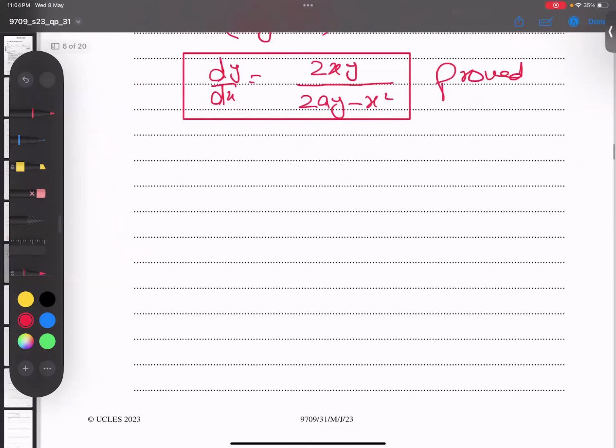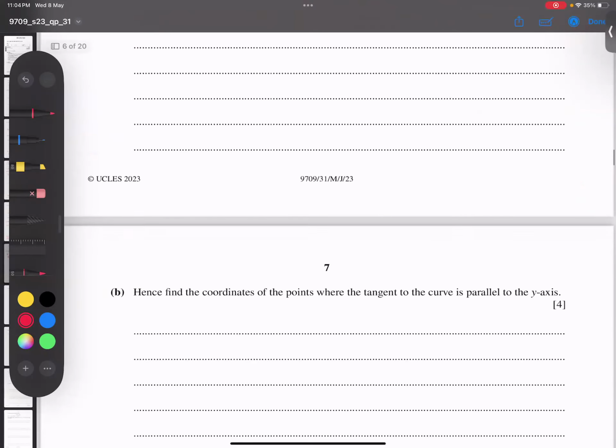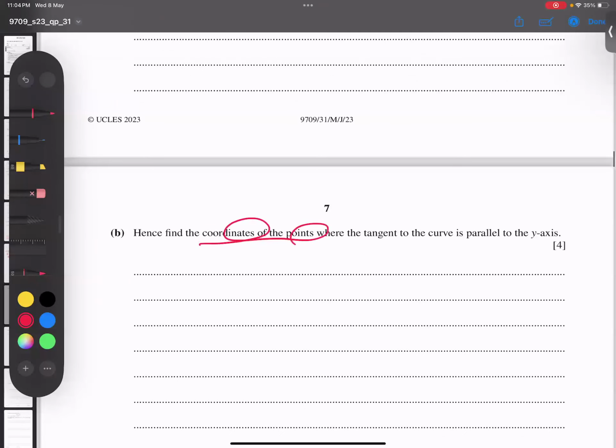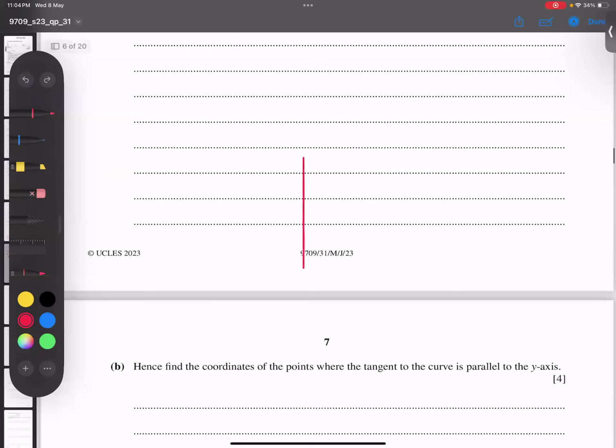So let's go to the next part of this question. He said: find the coordinates of the point where the tangent to the curve is parallel to the x-axis. We have two cases. One, parallel to the x-axis, the gradient is always equal to 0. You know it very well. Parallel to the y-axis, the gradient is always equal to 1 by 0, or infinity, same thing. But I will write 1 by 0.